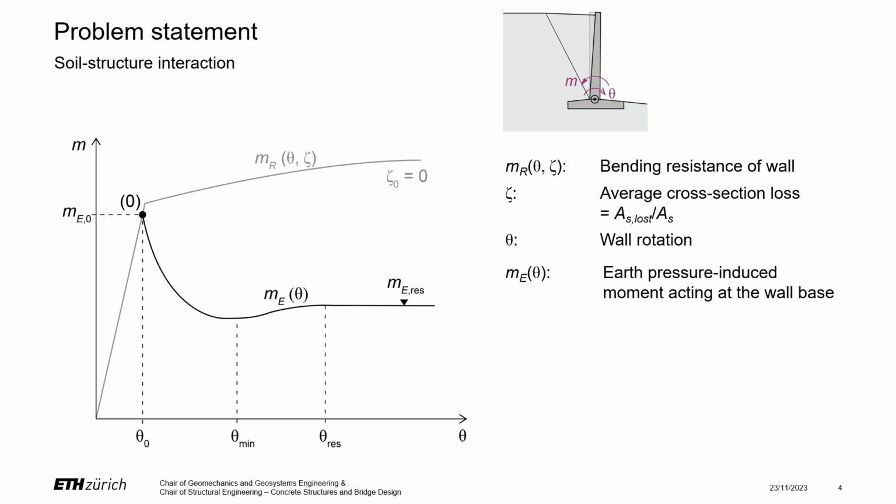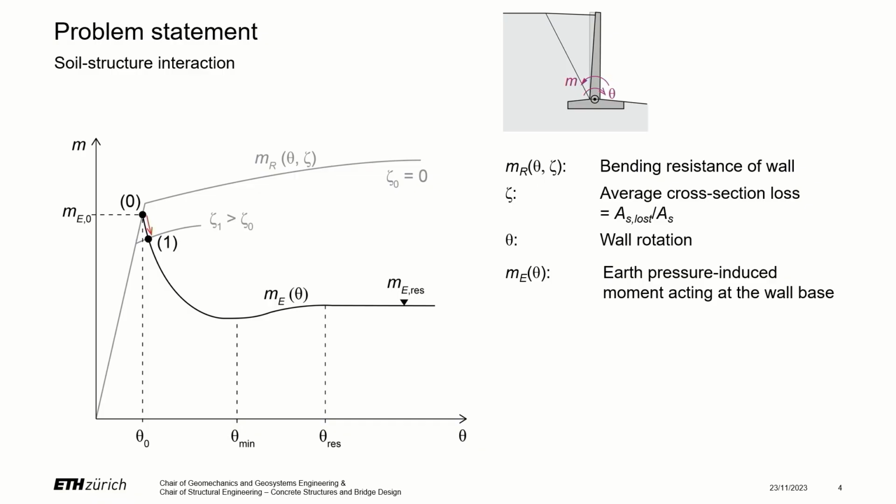If we now have corrosion just here at the construction joint, we see that the bending resistance and also the deformation capacity of our wall will decrease. The corrosion, by the way, is denoted by this parameter zeta, which indicates the relative cross-section loss. However, for this example, we would still find the point of equilibrium here at this point 1. If the corrosion further increases, we will come to the ultimate, the last point of equilibrium, where the wall would just be stable, and for further cross-section loss, this wall in this example would fail.